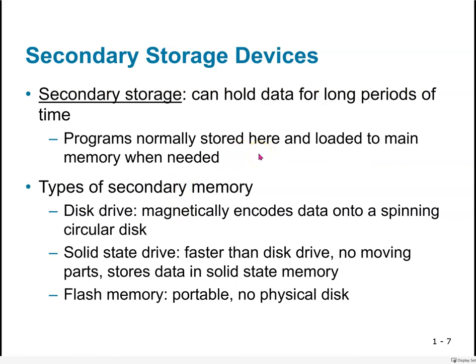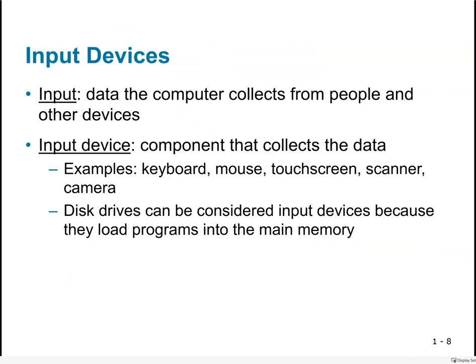Secondary storage can hold data for long periods of time. Programs are normally stored here and loaded into the main memory when needed. And there are types. Disk drives are magnetic disks. Solid state drives are faster, and then tape, which is really slow.